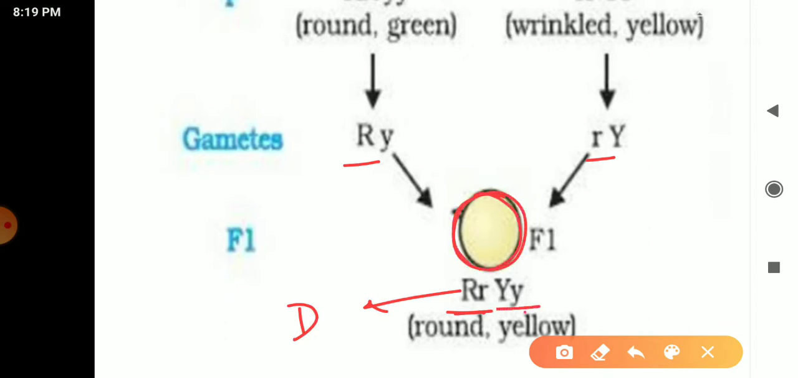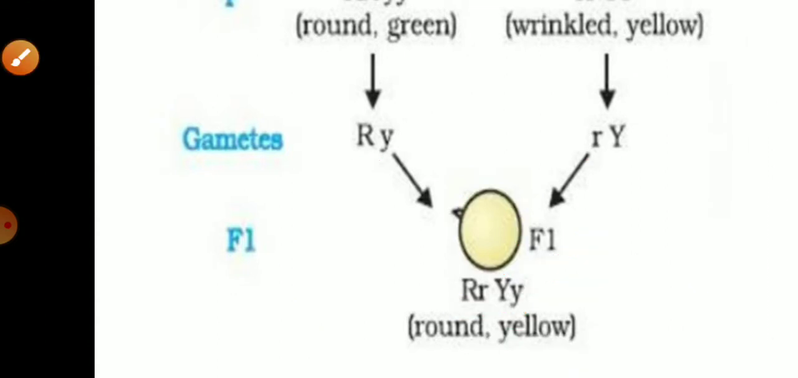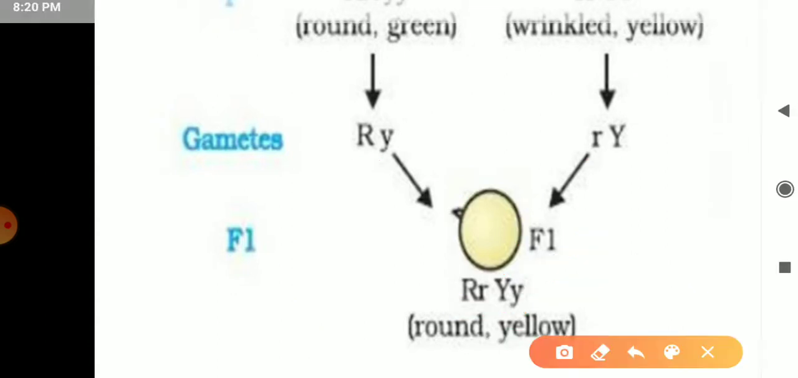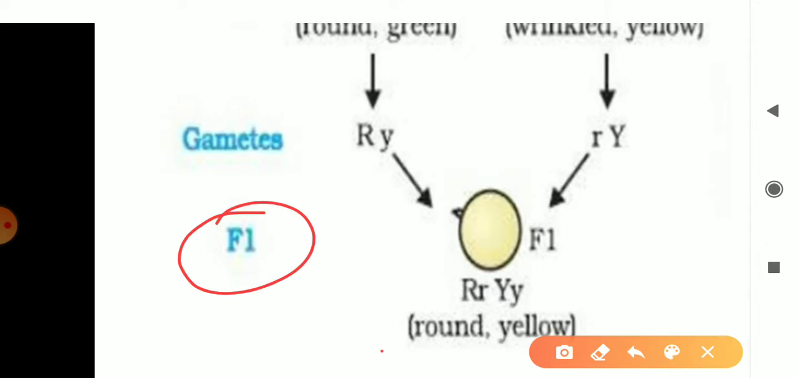Then for color, when pairing occurs, there will be a factor for yellow color and a factor for green color, and since yellow is a dominant trait, the seeds will be yellow. So all the plants will be producing yellow seeds. So all the plants of the F1 progeny produce seeds which are round and yellow.